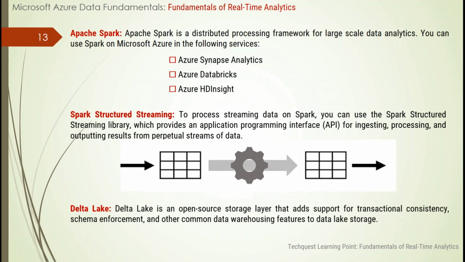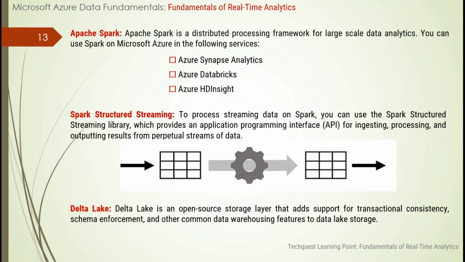Delta Lake. Delta Lake is an open source storage layer that adds support for transactional consistency, schema enforcement, and other common data warehousing features to data lake storage. It also unifies storage for streaming and batch data and can be used in Spark to define relational tables for both batch and stream processing.